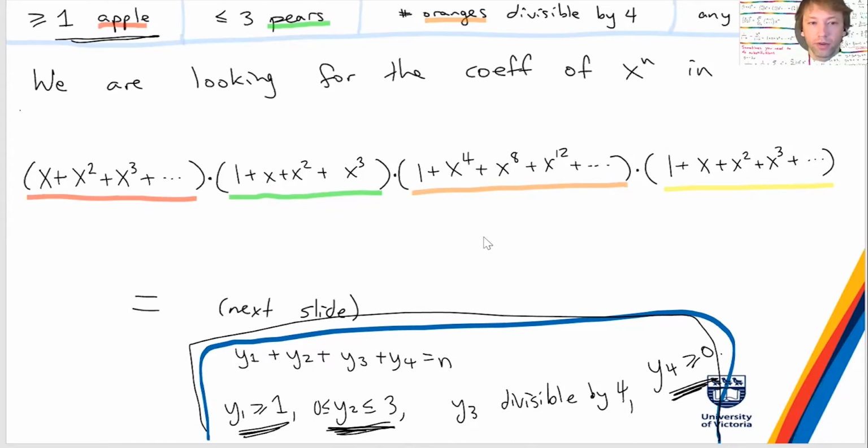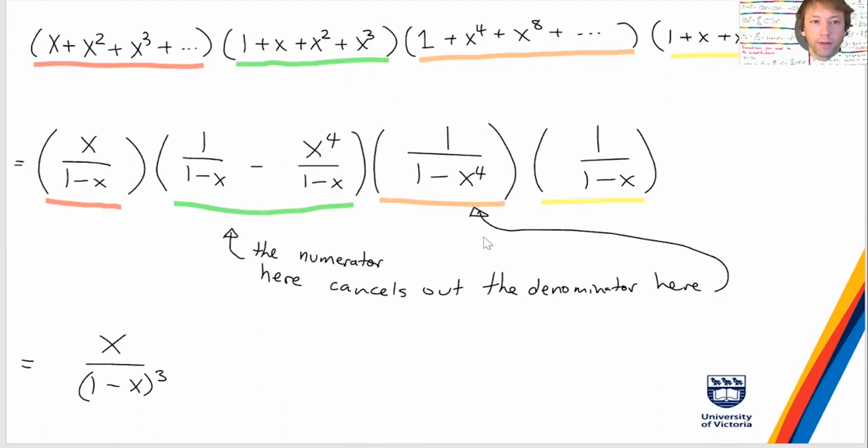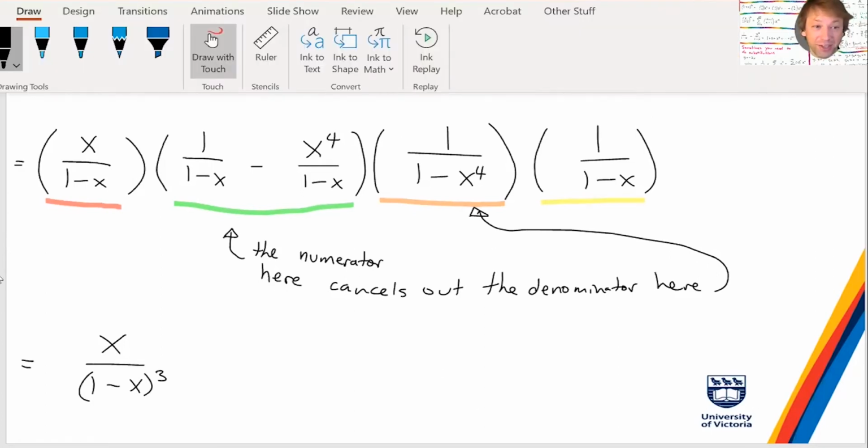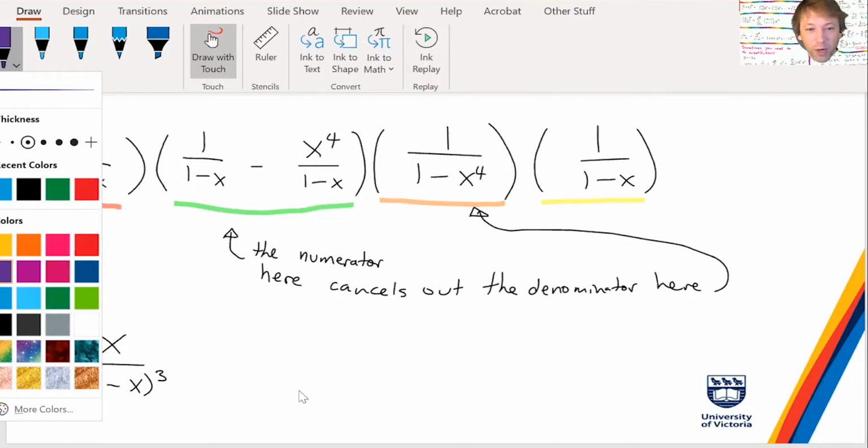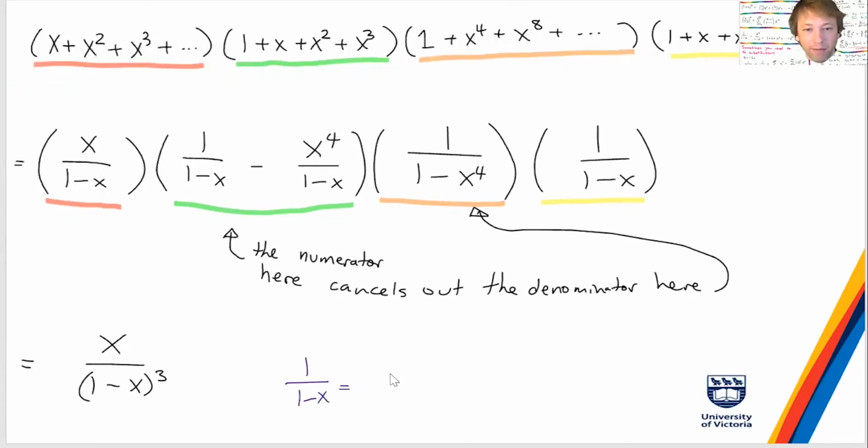Okay, so I can write these things using the fact that you should never forget that 1 over 1 minus x is the sum 1 plus x plus x squared, etc. So the first factor I get by just multiplying this by x. So this is just x over 1 minus x.